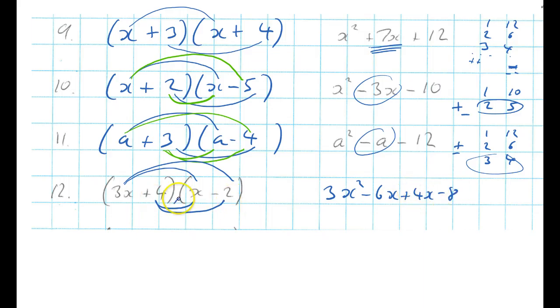Don't forget we're timesing these. Two things stuck together, timesing them. What have I got? I've only got 3x squareds. How many x's have I got? Minus 6 plus 4 is minus 2x's. And subtract 8. And that's done.